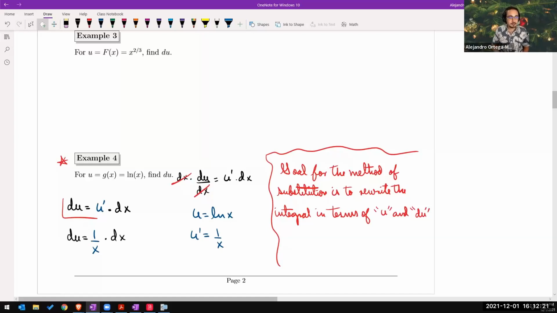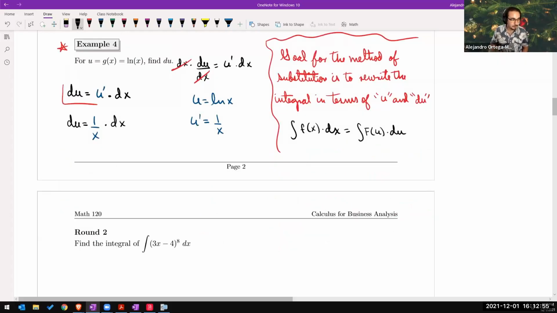All right, so basically what I mean by this is, let's say that I gave you the integral of some function of x times dx. We're going to be rewriting it here as the integral of some function of u times du. So that's going to be the key. So let's see, how do we do that?